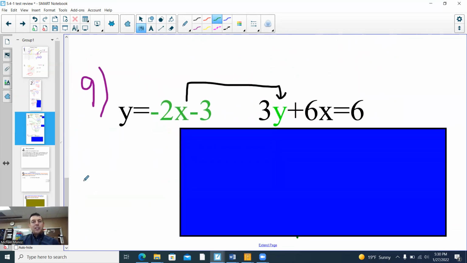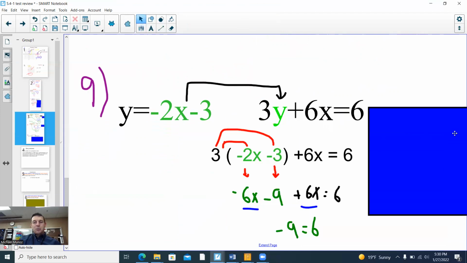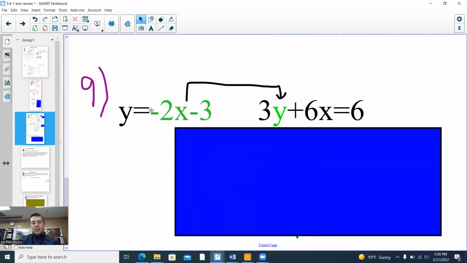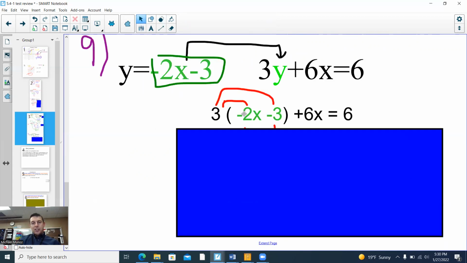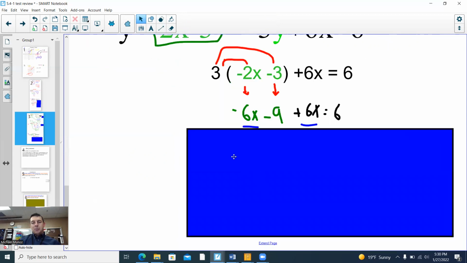One other thing that we got to talk about is, I'm going to rush through this pretty quick. I'm going to take my y, what y equals, a negative 2x minus 3, and I'll plug it in for this y. Then I have this equation. Once I plug that in, it says 3 times y, so I got to take 3 times both of these: 3 times the negative 2 and 3 times the negative 3. That will give me a negative 6 minus 9. And then I'll bring everything else down.